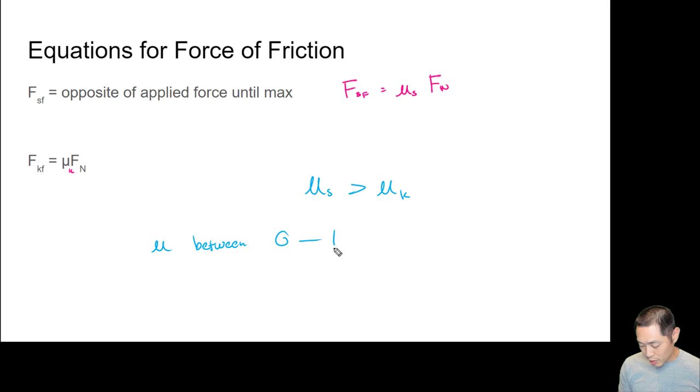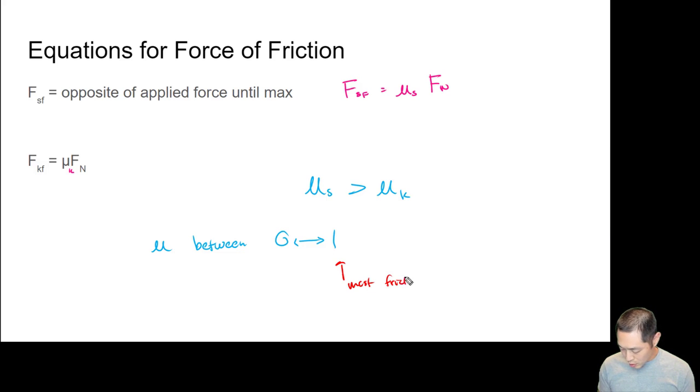They're always between 0 and 1. This is most friction, and this is no friction. And it can't be over 1. The reason is that if mu were bigger than 1, the force to push it forward or backwards would be more than it weighs, which technically can't happen, because then you could just pick it up and move it, right? So it has to be at most equal to 1.